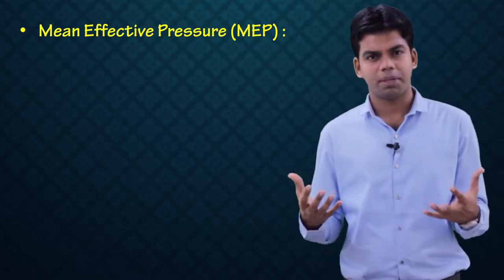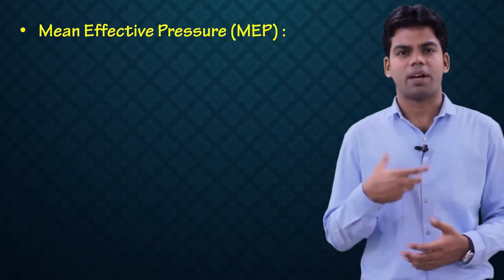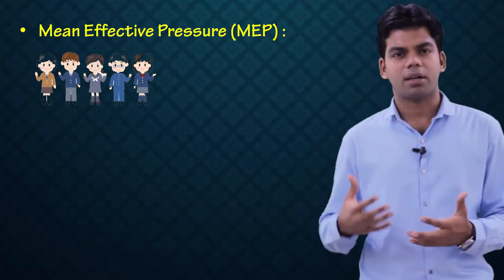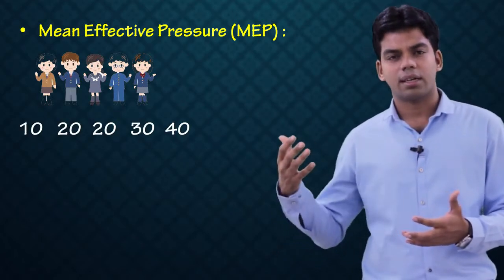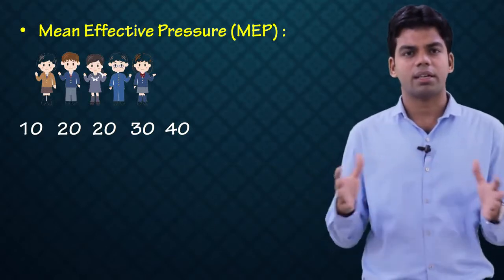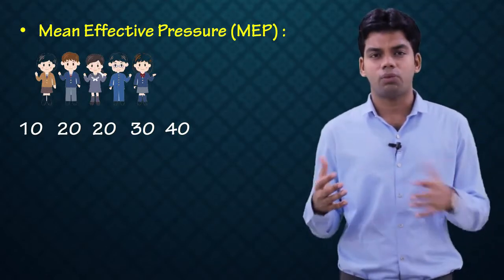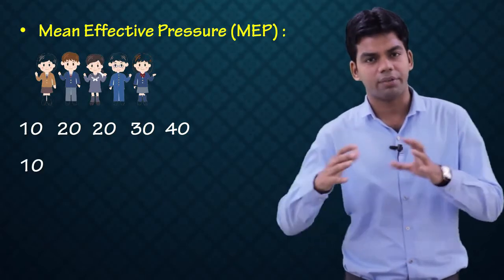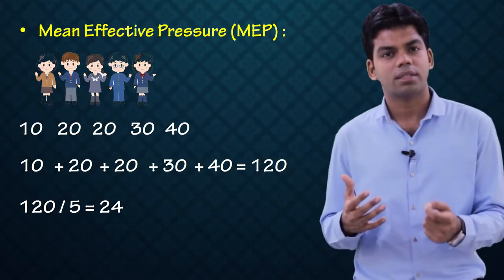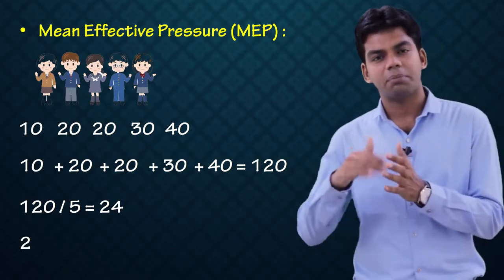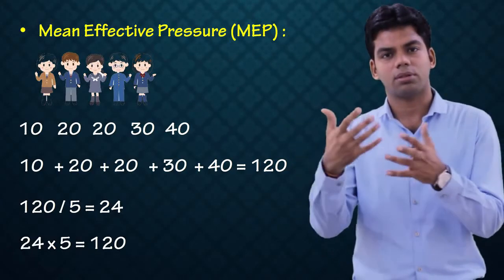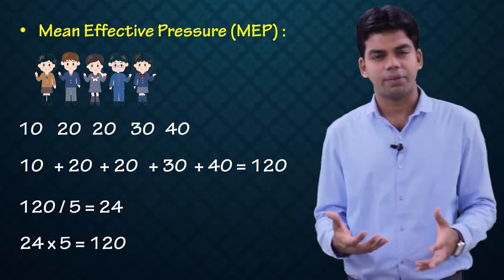What is meant by mean? Mean is nothing but the average. Suppose there are 5 students in the class and they are getting different marks. Let's suppose one gets 10 marks, the second gets 20, the third again 20, then 30, then 40 marks. If I want to determine the mean, I will add all those marks and divide by 5. That will be the mean mark. What is the significance of this average mark? If I multiply this average again by 5, I will get the same total as the total of the 5 students.